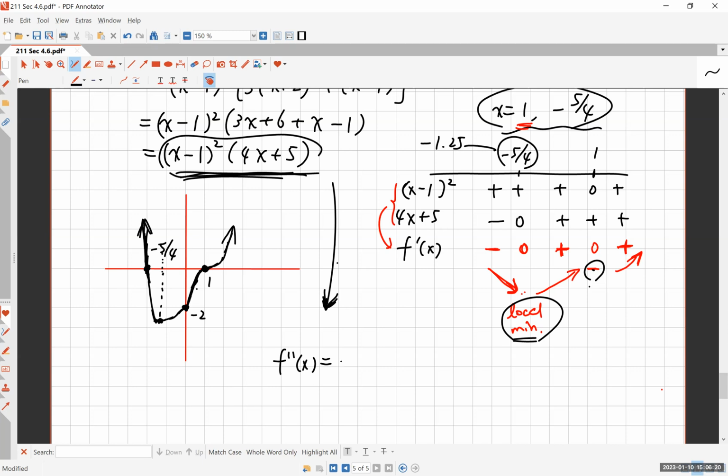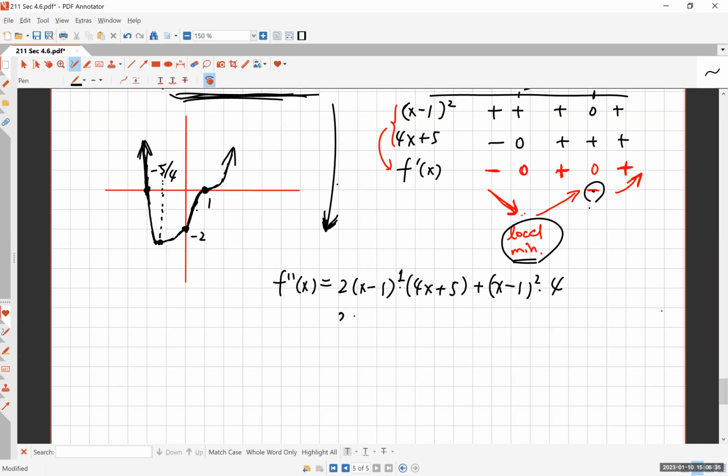Okay, the derivative of the first times the second plus the first times the derivative of the second. Applying the product rule, this is what you get. It's 2 times (4x squared plus 5x minus 4x), right? So it's plus 5x minus 4x plus x minus 5 plus 4x squared minus 2x plus 1.